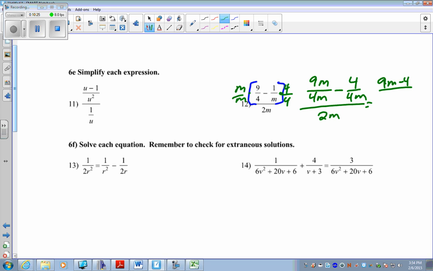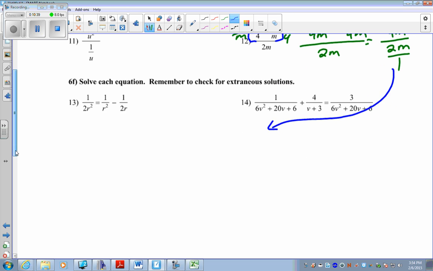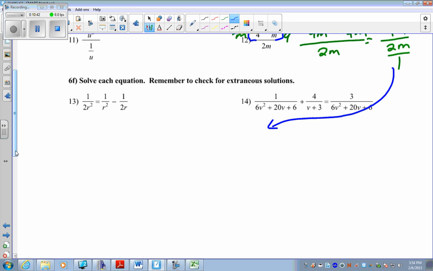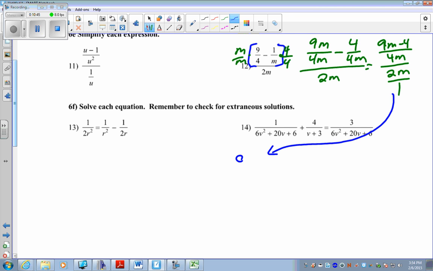And we're going to keep it, change it, and flip it, but we need a fraction over another fraction, so put 2m over 1. So rewriting this, write it down here. We have 9m minus 4 over 4m times 1 over 2m. If you go to factor each numerator and denominator, nothing to factor, nothing to simplify. So just multiply straight across. 9m minus 4 times 1 is 9m minus 4. 4m times 2m is 8m squared. So there's nothing to simplify, and that will be your final answer.